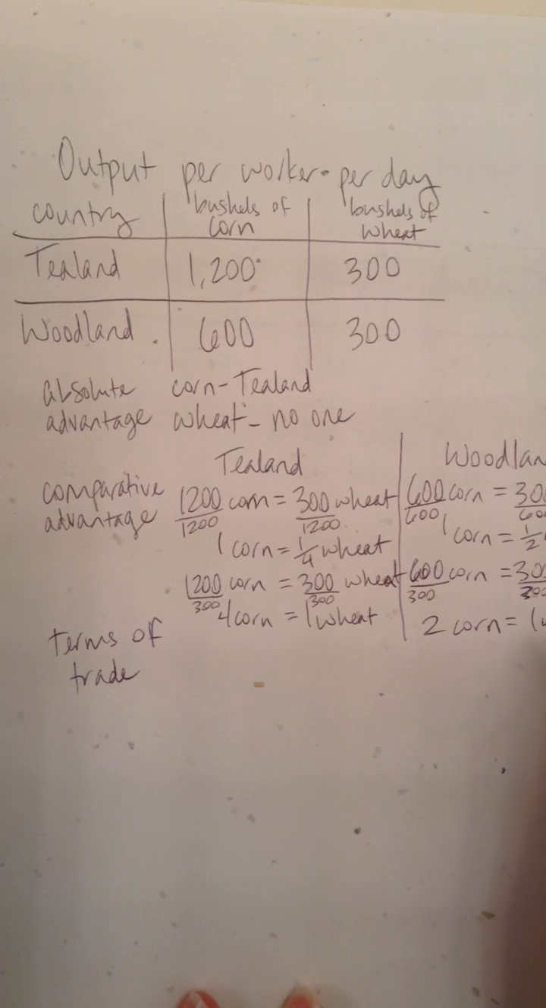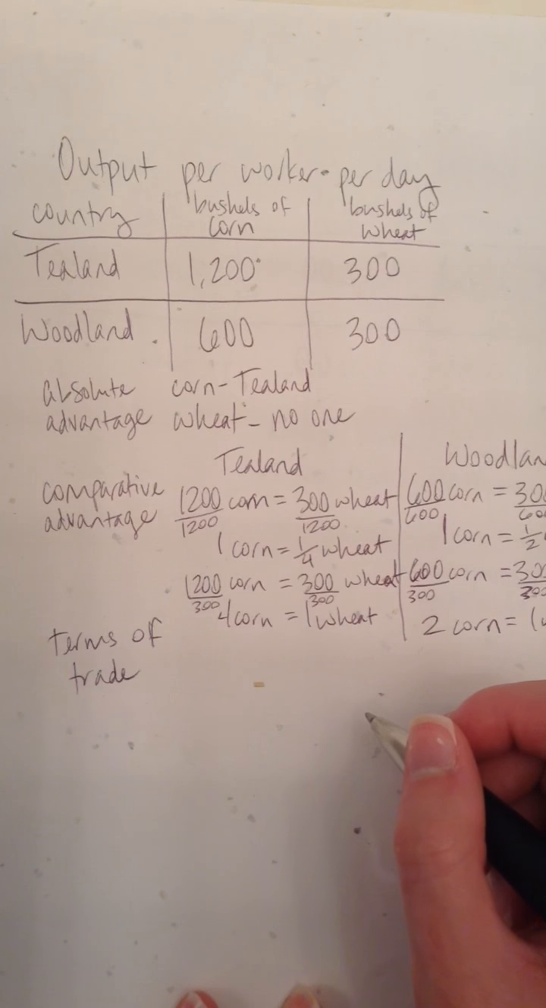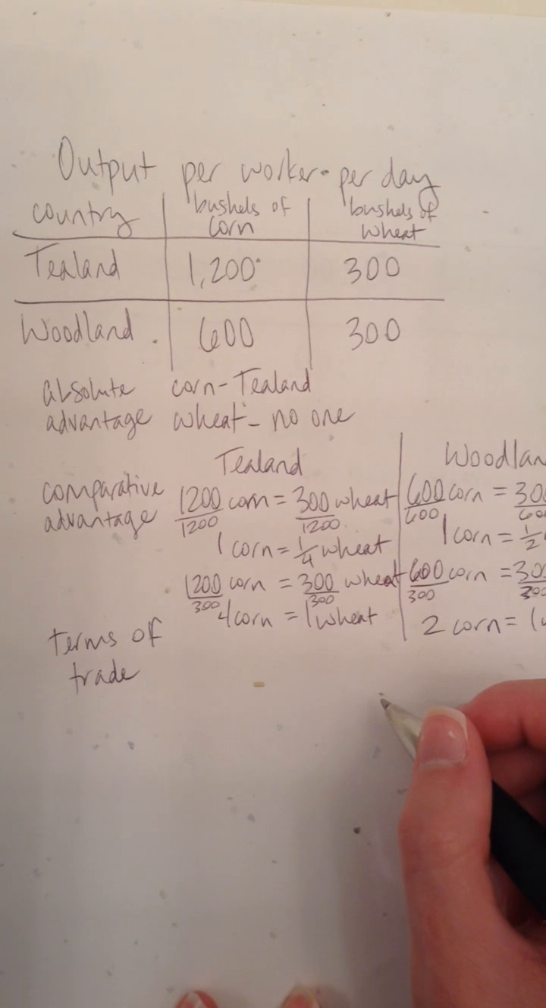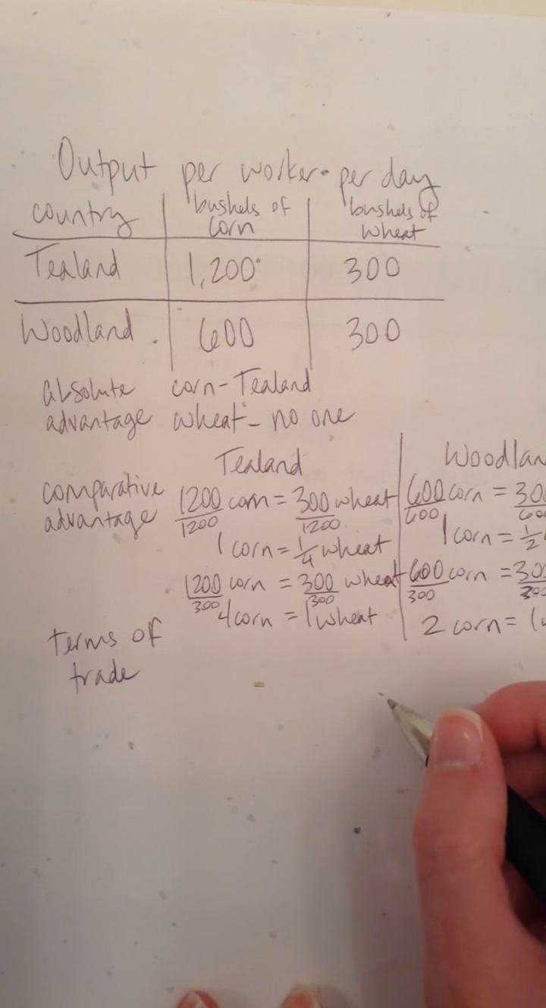So now all we have to do is compare the opportunity costs in each country and see whose opportunity costs are lower. So basically we're going to see who is giving up less to produce each good. And according to principles of economics, that is the country who should specialize in the production of the good, the country who's giving up less.